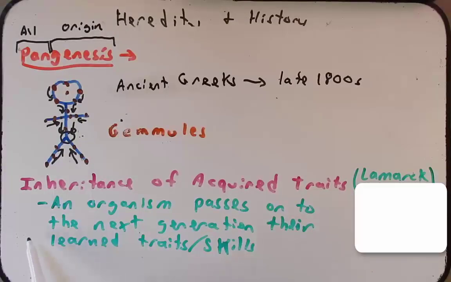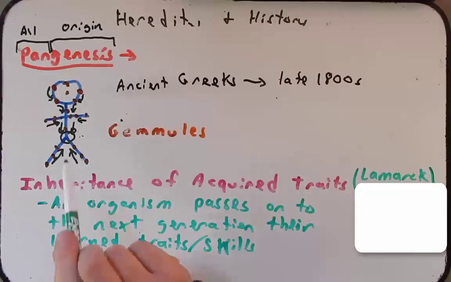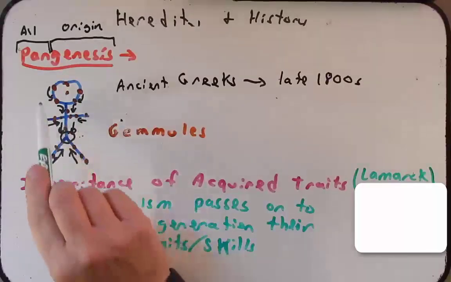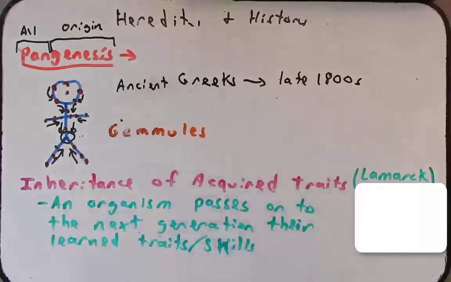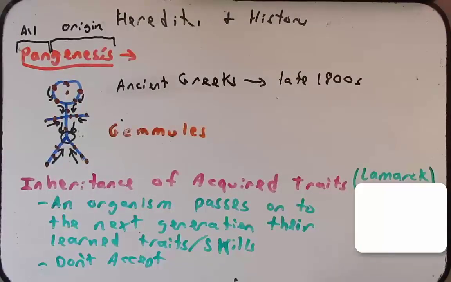If you play a musical instrument very well, those same kind of muscle memory and understanding of being a good musician would be taken from all parts of your body and brought into the gonads. We now don't accept this hypothesis of inheritance of acquired traits. However, as with any good hypothesis, sometimes we come across new data.